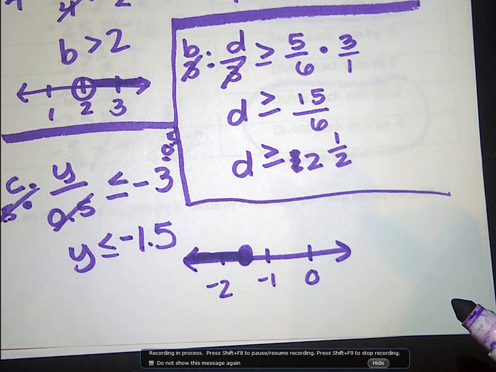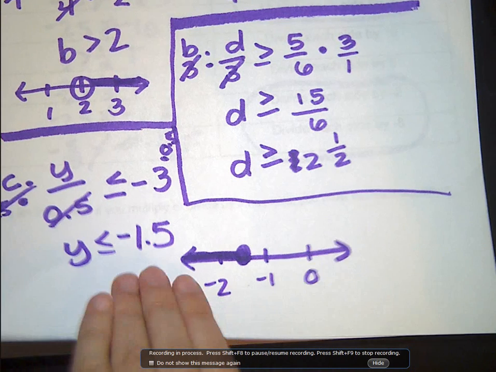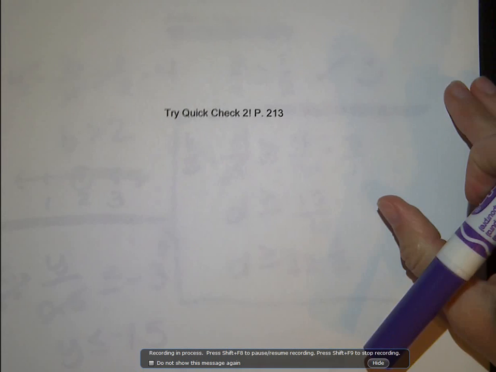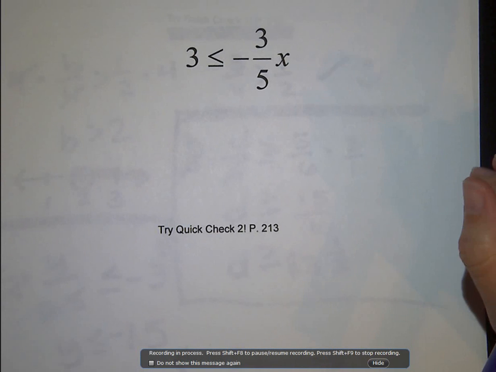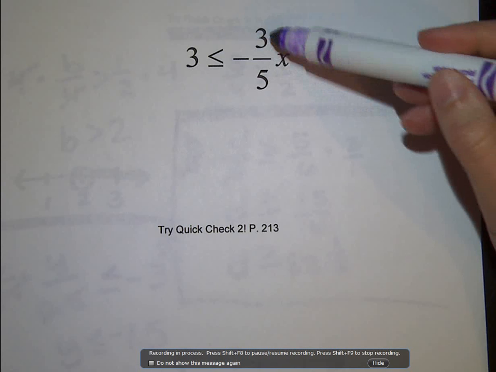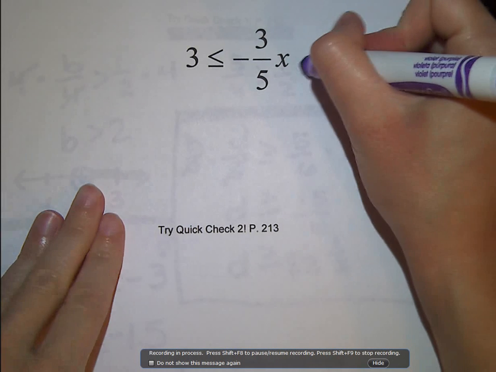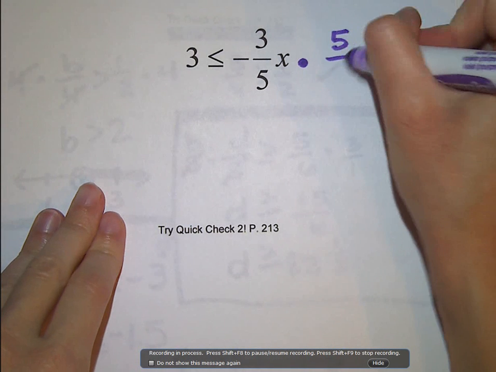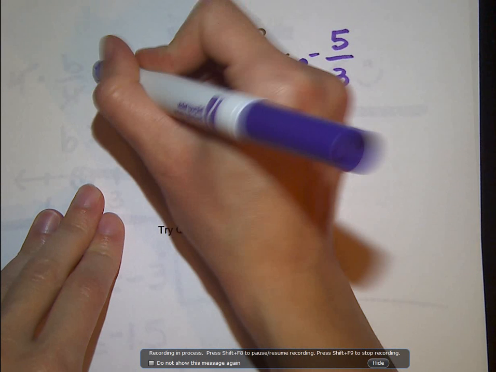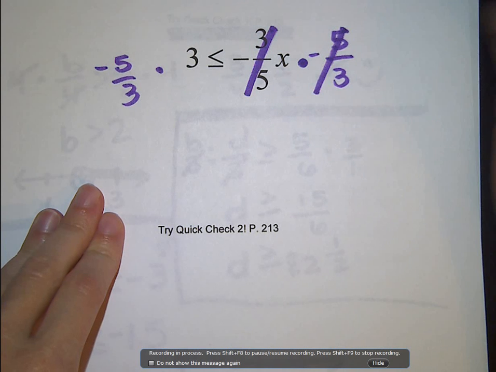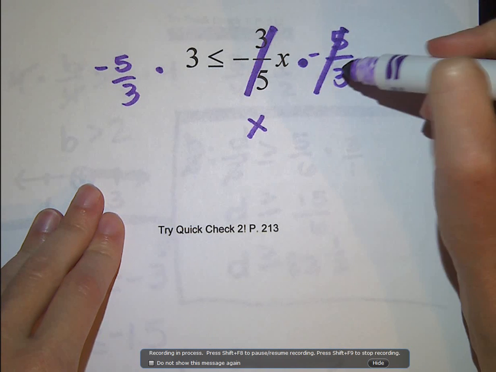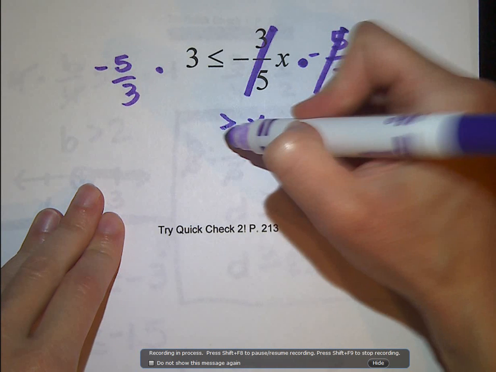Okay, so none of these did we actually have to flip the sign at all. So let's go ahead and look at one where we do have to flip the sign. Here I've got 3 is less than or equal to negative 3/5 x. So on this one, this is negative 3/5 times x. I'm going to multiply by the reciprocal on both sides, negative 5/3. These are going to be canceled because that'll just equal 1 when I multiply them. So you're left with x. Now since I multiplied by a negative, I have to flip the sign, flip the inequality.